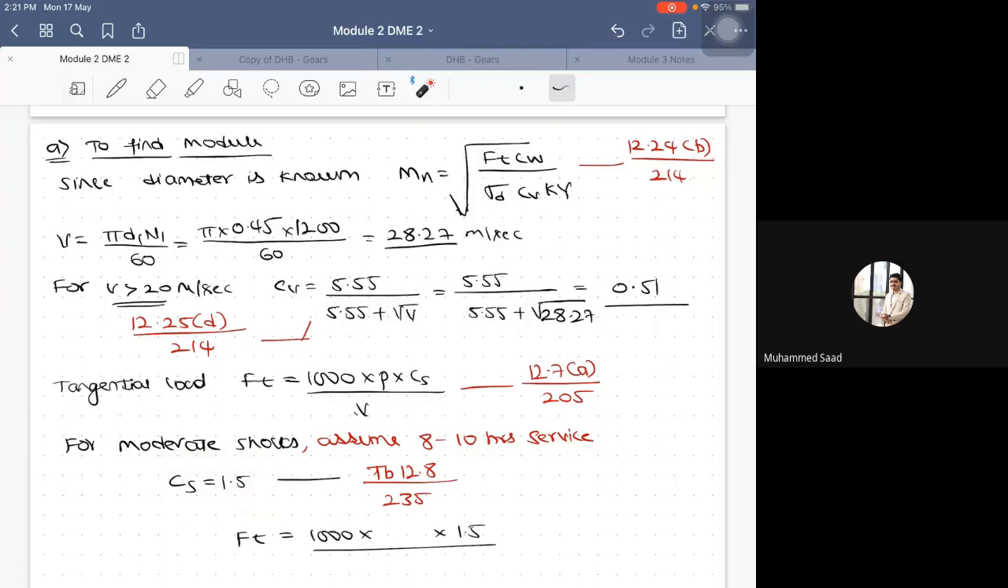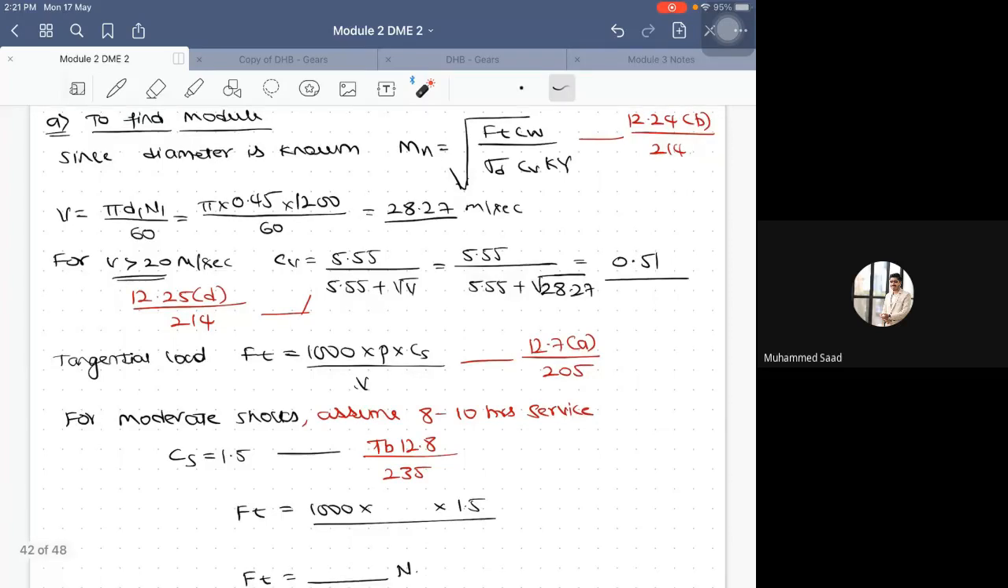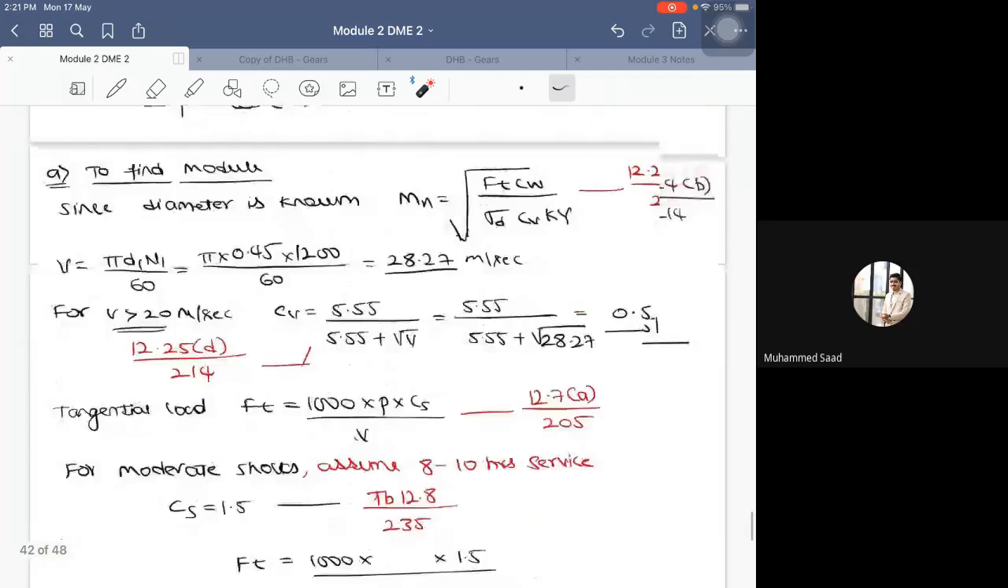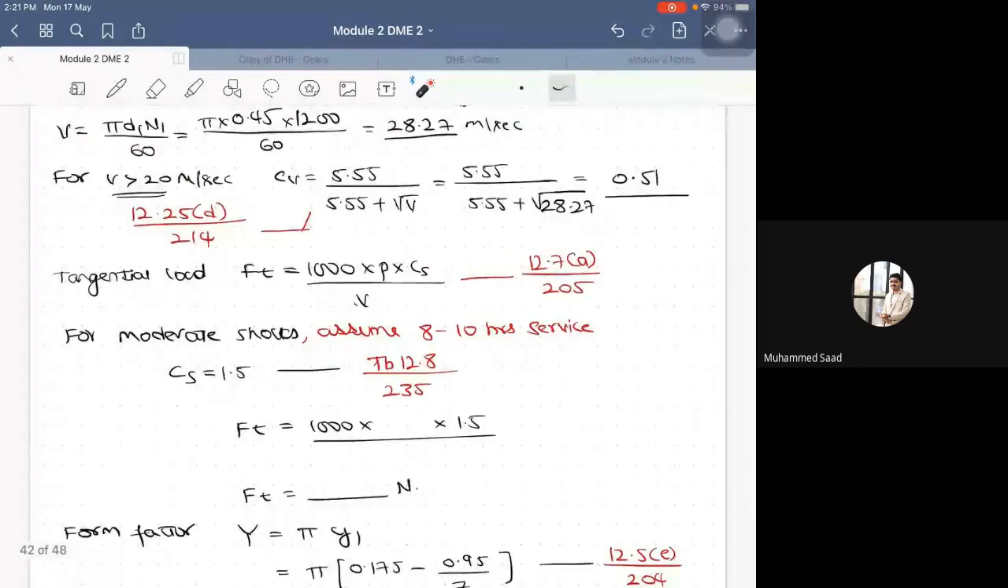That is 1.5, taken from table number 12.8 to 35. So power is how much? Power is 37.5 kilowatts. So it is 37.5 kilowatts divided by V. V value is again 28.27. Now give me the tangential load in newtons.